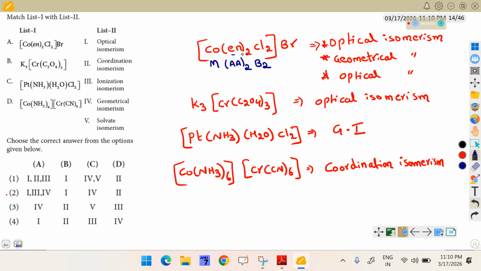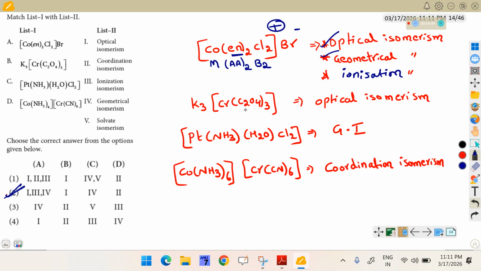[Co(en)2Br2]. En is a bidentate ligand, so it exhibits optical isomerism, geometrical isomerism, and ionization isomerism. It dissociates into ions, Br minus, and the complex gets a positive charge. So compound A exhibits optical, geometrical and ionization isomerism. So the correct option is the second option.